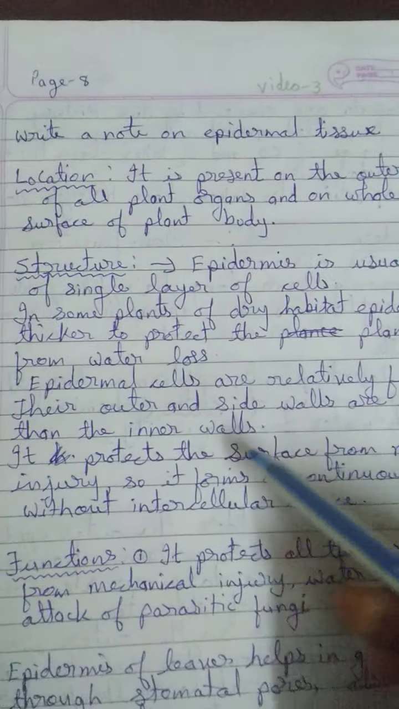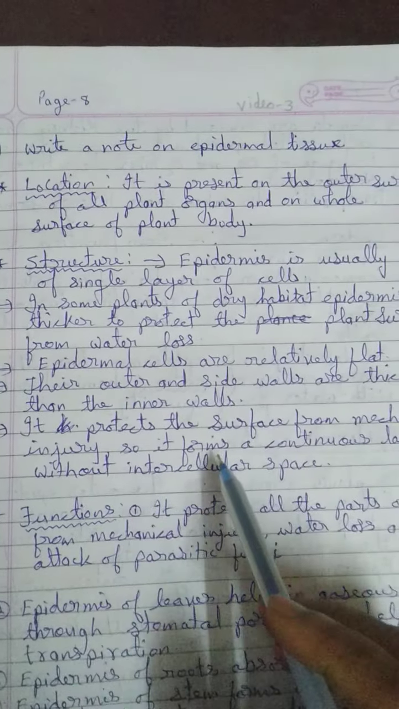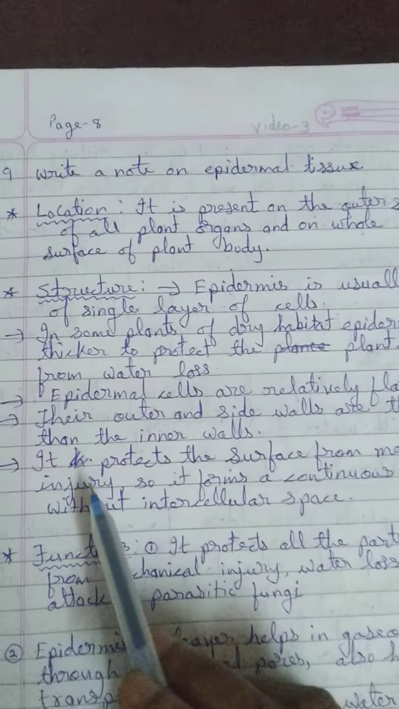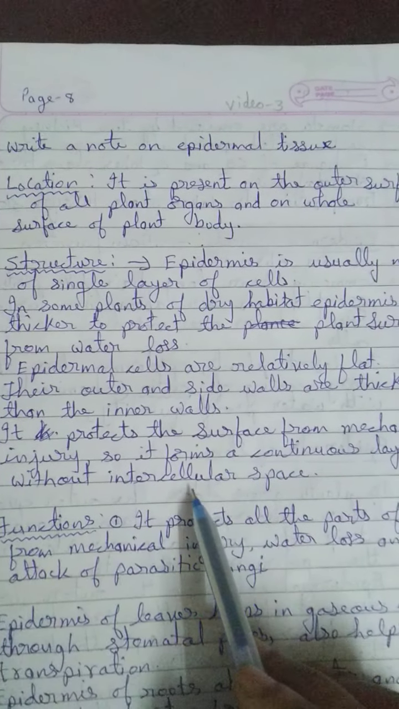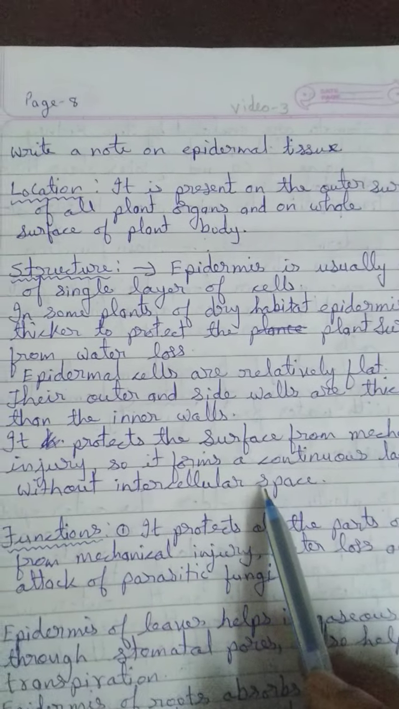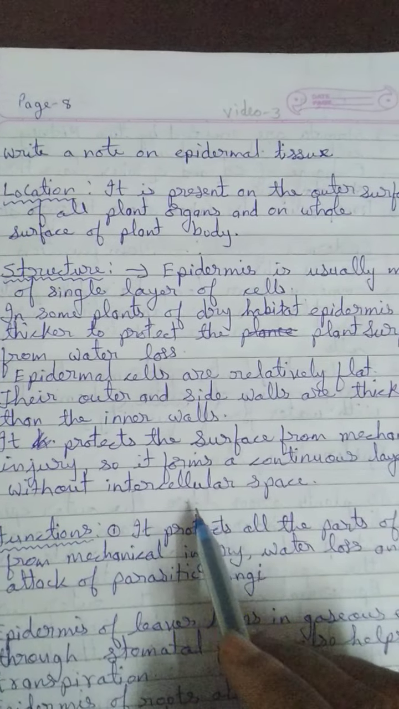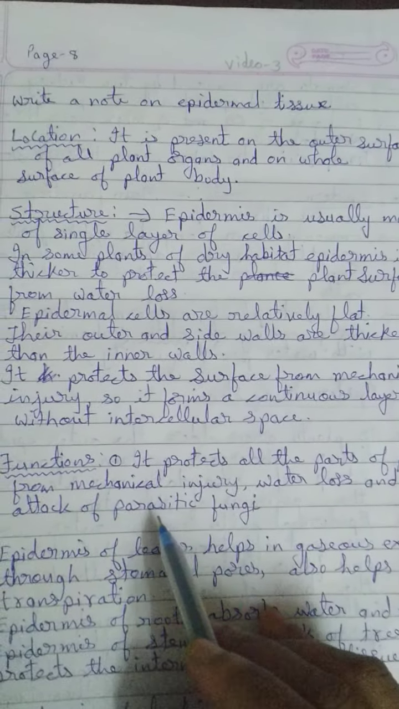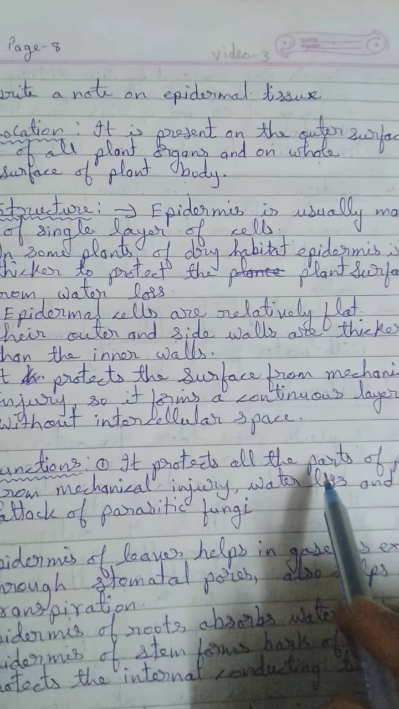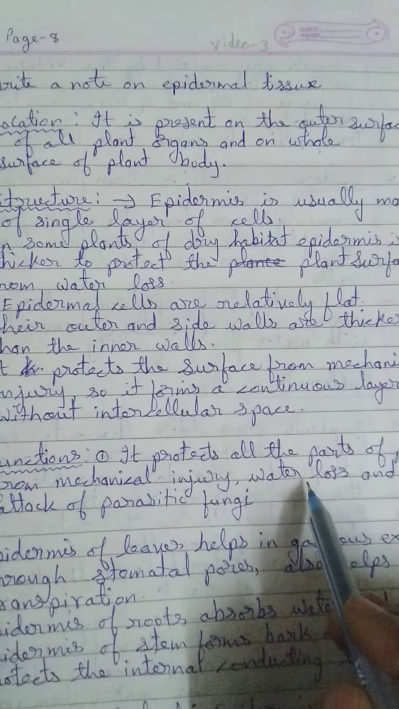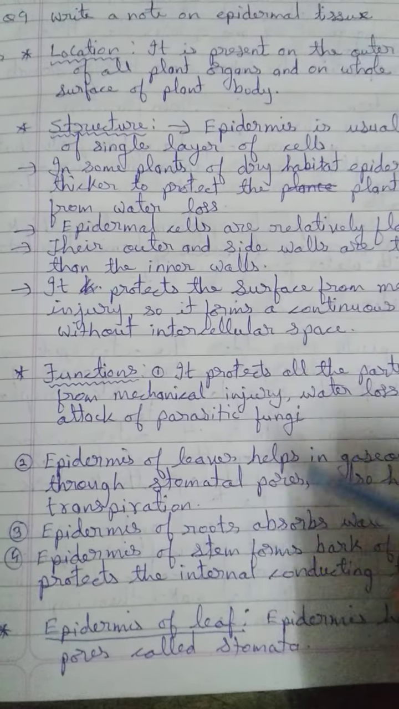Epidermal cells are relatively flat in structure. The outer and the side walls are thicker and the inner walls are thinner. And the function is that it protects the surface from mechanical injury. It forms a continuous layer without intercellular space. That means in between the cells there is no space so that microorganisms cannot enter inside. So it protects from mechanical injury as well as from parasitic and fungal infection. It also protects the organ from water loss. These are the functions. Protects all the parts from mechanical injury, from water loss and from the attack of parasitic fungi.